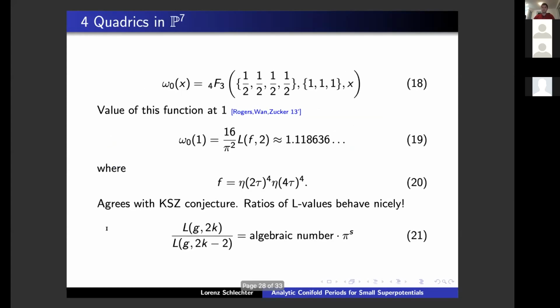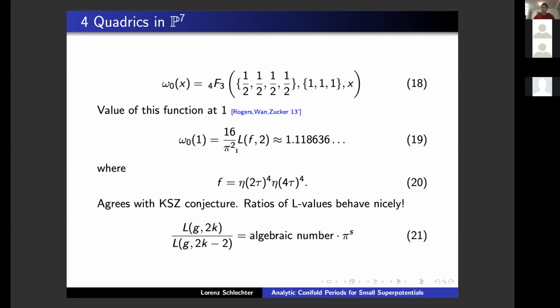I will just give a really short example, which is 4 quadratics in 7-dimensional projective space. There, the fundamental period is the easiest form possible. It's just 4 times 1/2 and 3 times 1. And Rogers, Wan, and Zucker have computed this value at 1 to be given by exactly one of these critical L-values of some Hecke eigenform. This is actually in agreement with the so-called KSC conjecture by Candelas, Scheidegger, and Zagier, which states that all entries of transition matrices are given by some of these L-values.